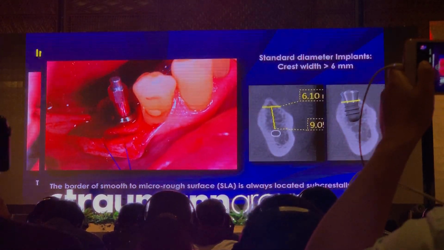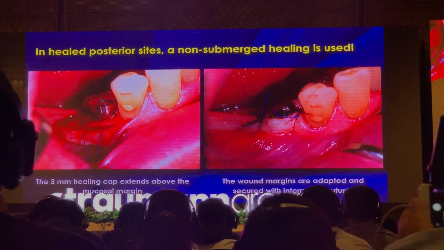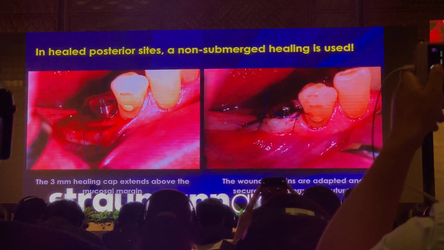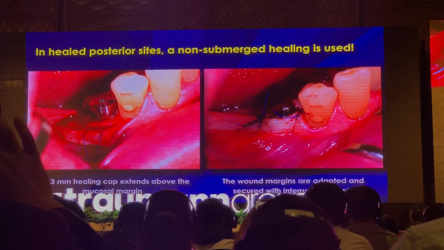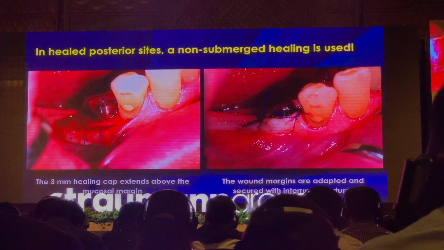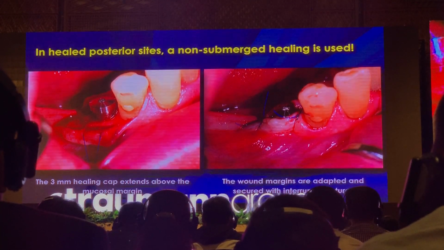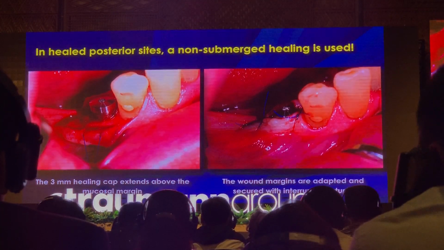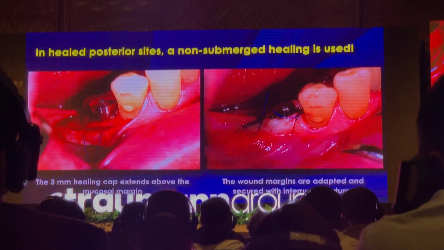Okay, we go ahead. Then the healing cap is positioned. And then we go for a so-called non-submerged healing, also an open healing. Why do we do that? Because you see, the open healing gives you the chance that there is no reopening procedure for the patient. You'll eliminate the surgery.